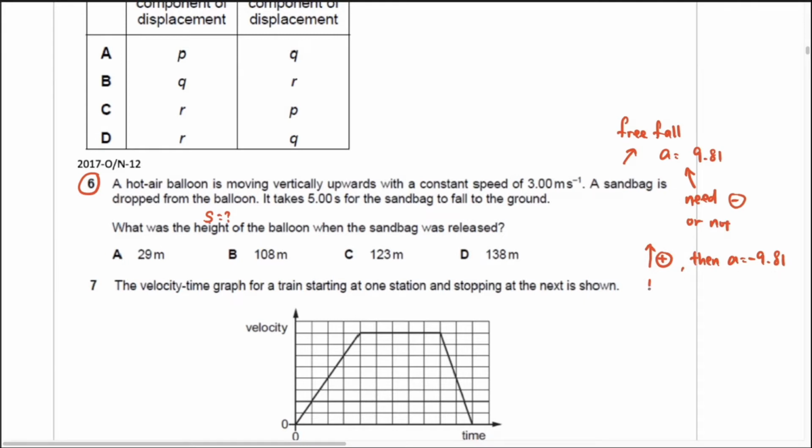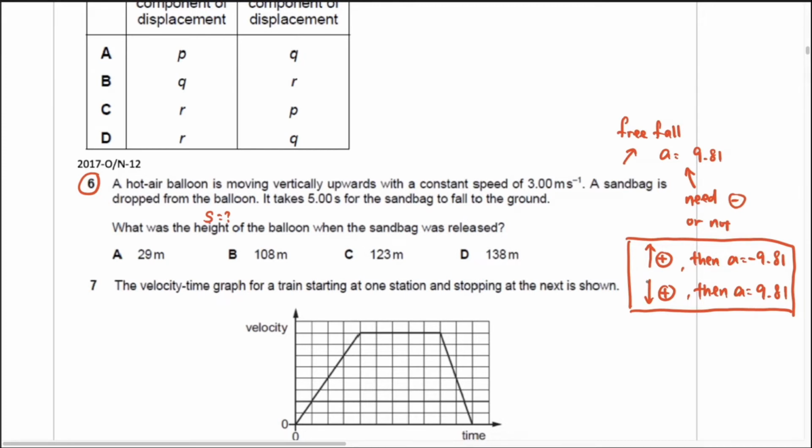But if you assume downward to be positive, then A equals 9.81, no need negative. So this is how we determine whether we need negative or not. It depends on your setting. If you set upwards to be positive, then A equals negative 9.81. If you set downward to be positive, then no need negative for the 9.81.